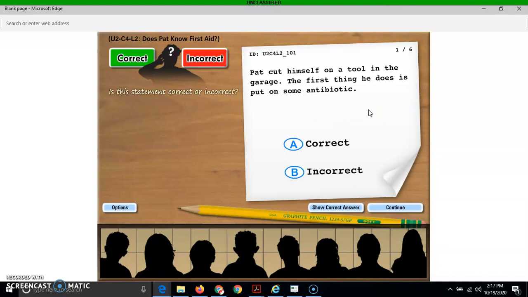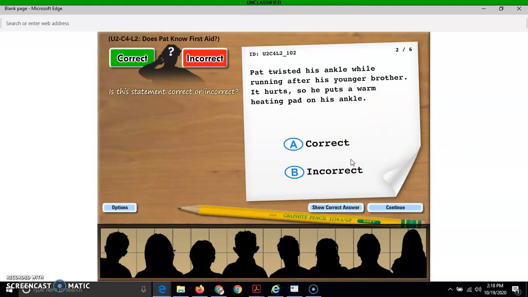Okay, Pat cuts himself on a tool in the garage. The first thing he does is put some antibiotic on that. Is that correct or incorrect? And wait a minute, gotta go back. That was incorrect. First thing you need to do is wash your hands. Sorry, I hit the wrong button.